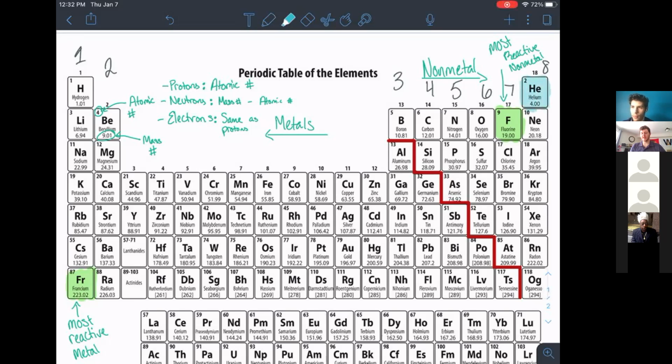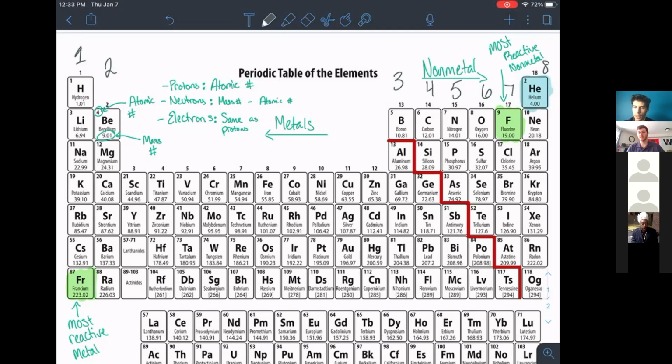It's going to be helium. Do you guys remember why helium was the exception? What was special about helium? If you don't remember, can you take a guess as to why it's not 8 or how many it's going to be? Its valence electrons.